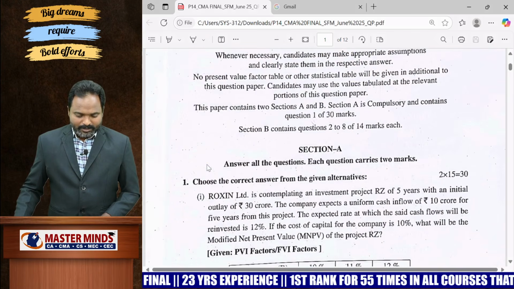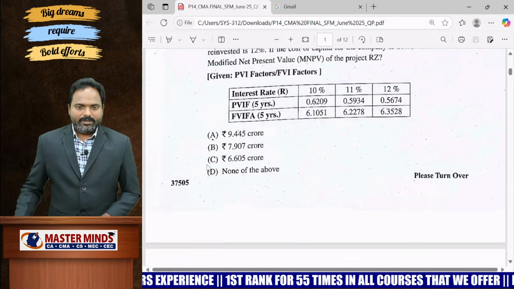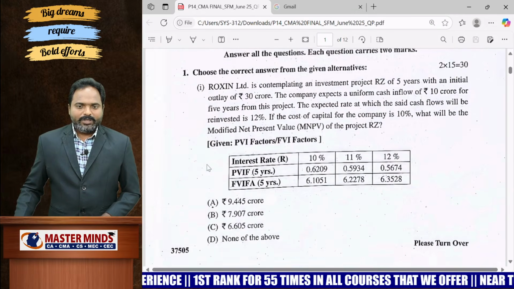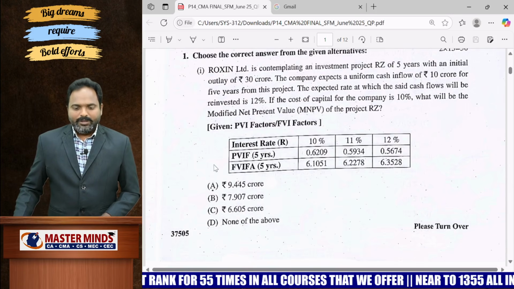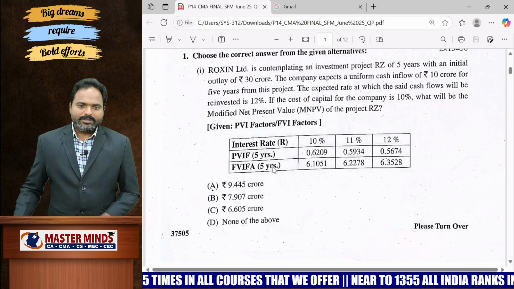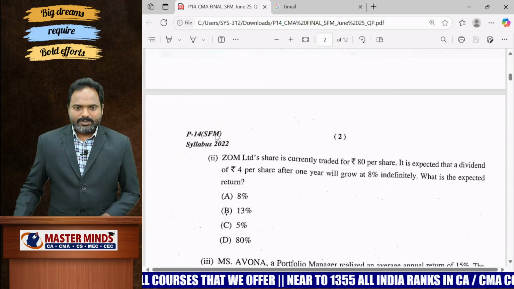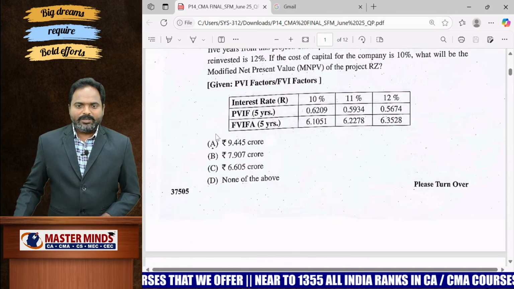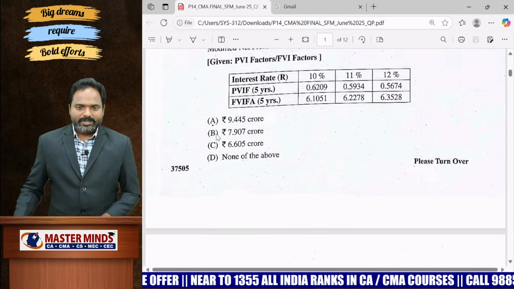So let us see the MCQs first. There are a total of 15 MCQs, and out of that 8 to 9 MCQs are directly from your question bank, the CMA Institute material. The first is modified NPV. Even in the last attempt they asked modified NPV, and now also they are asking modified NPV calculation. A similar MCQ is there in your institute material. It is very easy to calculate, but it is lengthy. You have to calculate carefully. A 2 marks MCQ will take time.